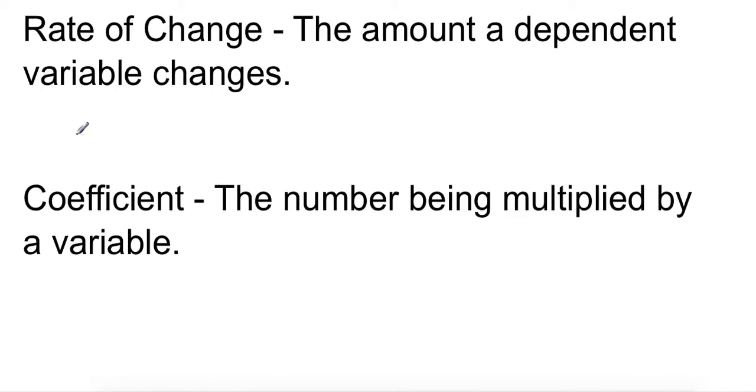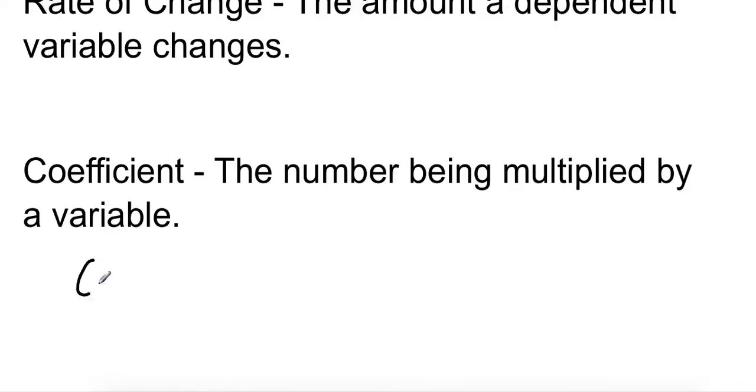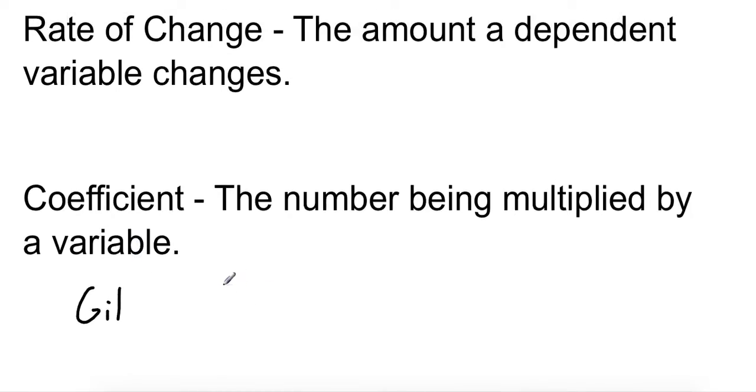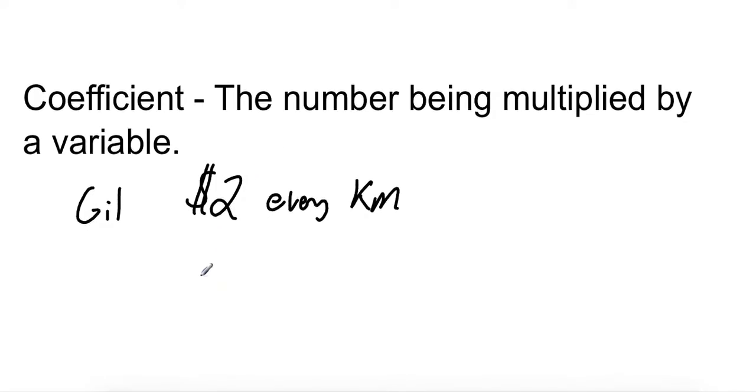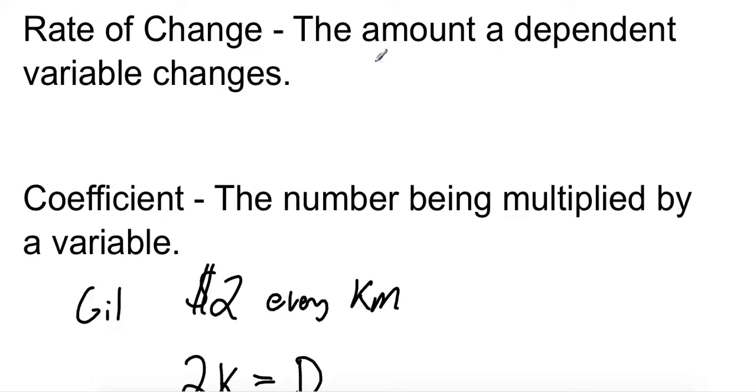So let's use an equation that we're familiar with. If you remember from yesterday and from the day before that, we were talking about raising money for different charitable events. And we know that one of the runners, Gil, was allowed to run in a race, and his sponsors told him he would make $2 every kilometer. Now, when we came up with our equation, everyone came up with the idea that it was 2 times the number of kilometers would equal the number of donations. So right here, the rate of change, the amount a dependent variable changes.